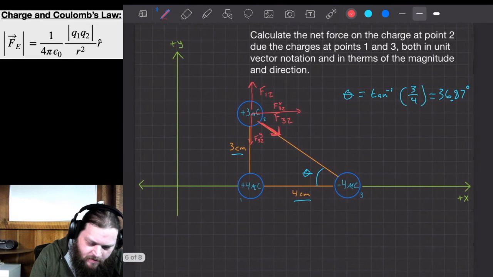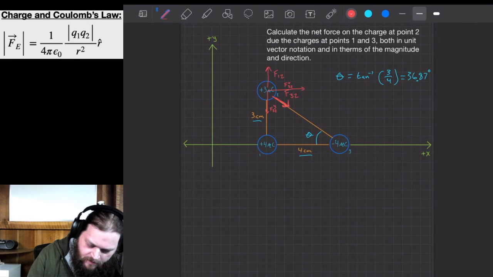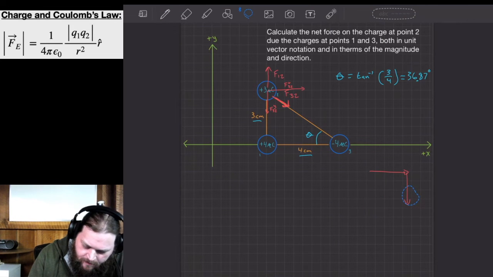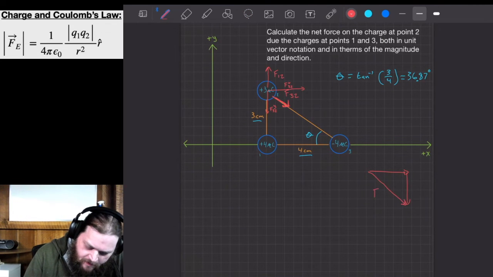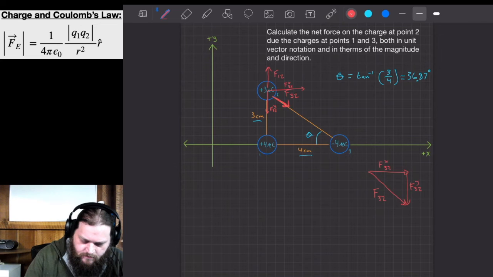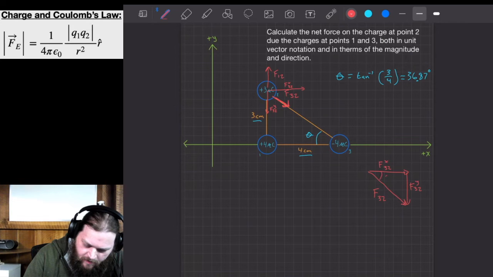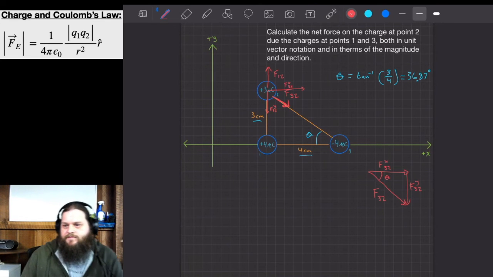I'm going to draw this one. Let's draw this triangle over here, just so it's a little simpler. It's getting messy over there. And really, just so it looks the same, put that over there. And this is our magnitude of force going this way. So this is the magnitude F 3 to 2. This is going to be F of X 3, 2. And this is F of Y 3, 2. And this angle here is our theta. Now it makes a bit more sense.